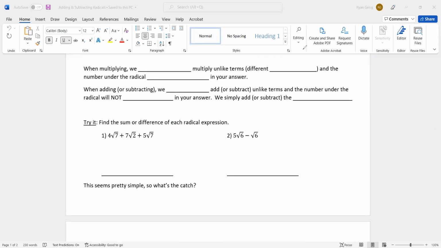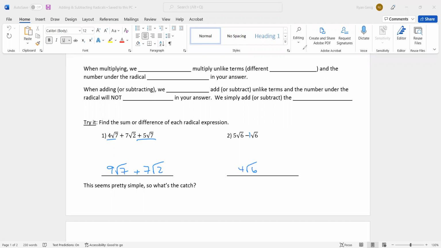Find the sum or difference. So I can only put together the like terms. So radical 7 and radical 7. So 4 radical 7 plus 5 radical 7 is 9 radical 7 plus 7 radical 2. And that's as far as I can go. And that one's done. Okay, next one. They're both radical 6. There's a 1 right here. 5 radical 6 minus 1 radical 6 would be 4 radical 6.